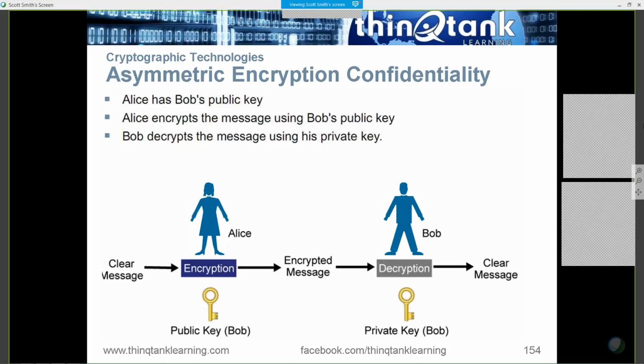Oh. Stuck to the side. That's how close I was. All right.